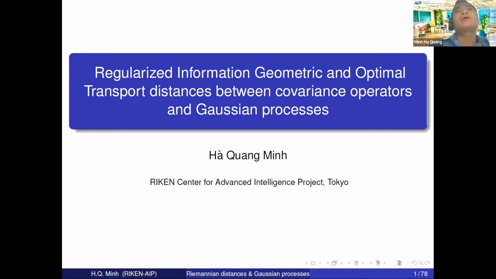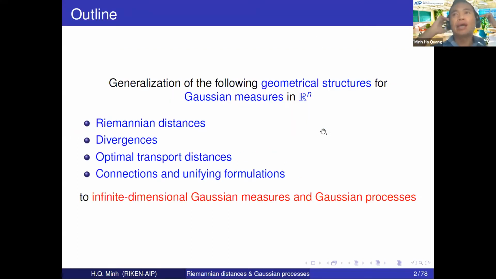So today I will talk about the distances between, as Volkan said, covariance operators and Gaussian processes. Can you hear me well? I think you can hear me well. The talk will be on the generalization of the geometric structures for Gaussian measures in Rn to infinite dimensional Gaussian measures and Gaussian processes. We'll talk about some of the Riemannian distances and divergences and optimal transport distances, and a little bit about the connections and unifying formulations.